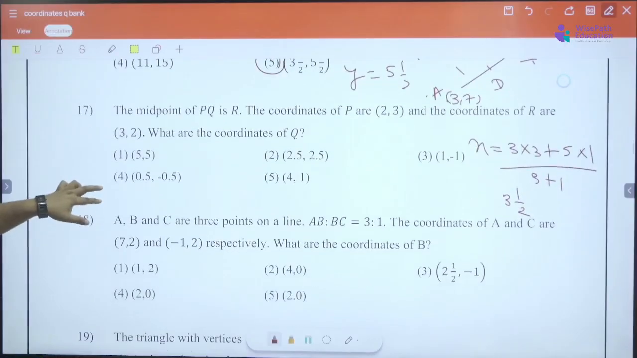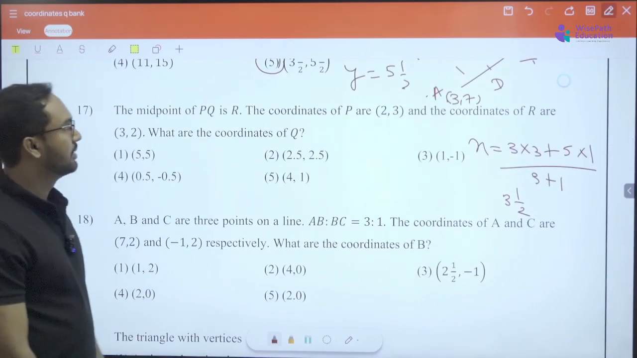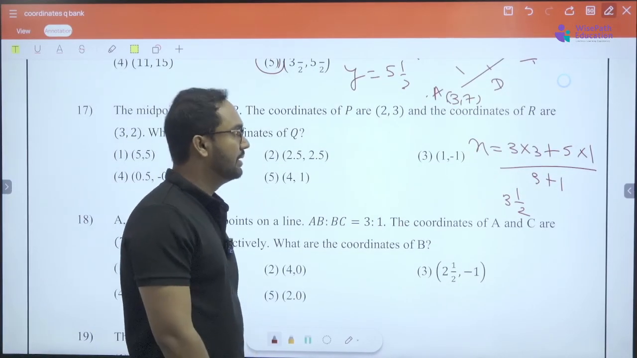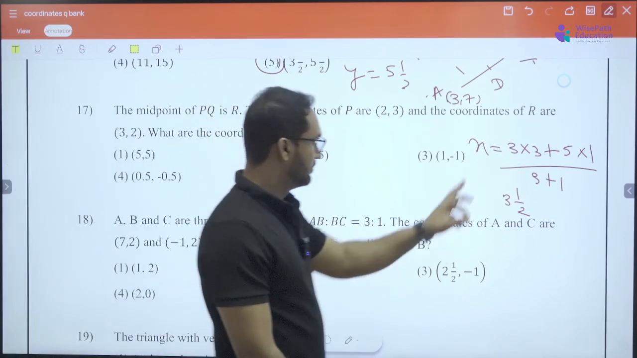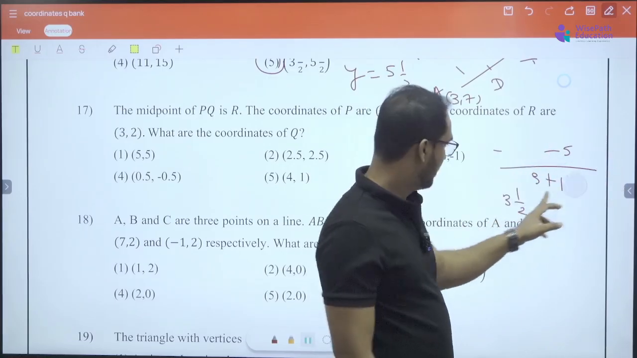Right. The midpoint of PQ is R. The coordinates of P are (2, 3), and the coordinates of R are (3, 2). What are the coordinates of Q? Make one name. Discuss.